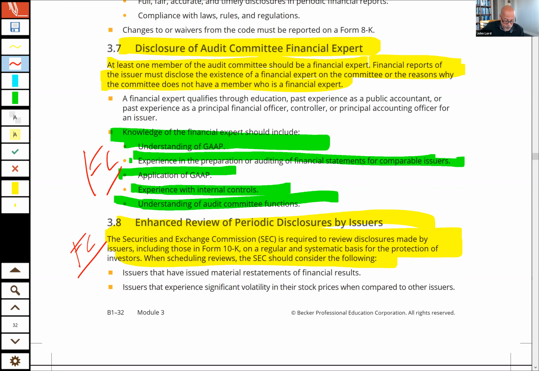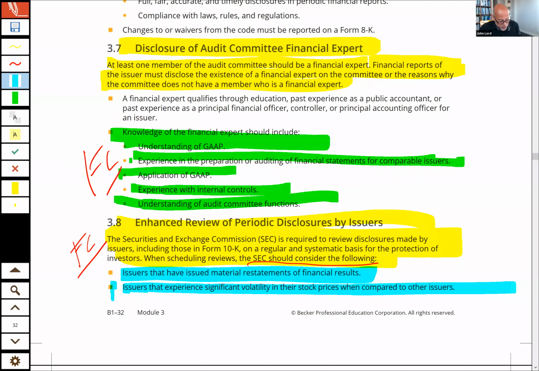Okay, all right, good. So the SEC should consider the following: issuers who have issued material restatements of financial results, and issuers who experience significant volatility in their stock prices. These are the kinds of things that would lead them to want to review, almost like tripwires that will invoke an SEC review. So issuers that have issued material restatements, okay, volatility in their stock prices, right?